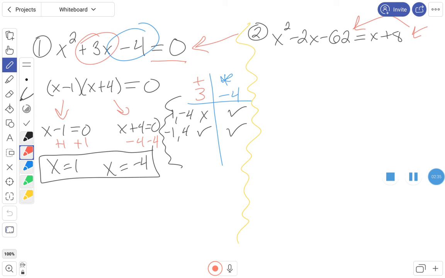So since it's a positive x, I'm going to subtract x. And since it's a positive 8, I'm going to subtract 8. And I'm going to subtract it on the other side where it matches up. So the -x, I'm going to write here because it matches up with this x. Just like the -8, then, I'm going to write under the -62. And that gives me a happy x squared minus 3x minus 70. There we go, -70, and now it equals 0.